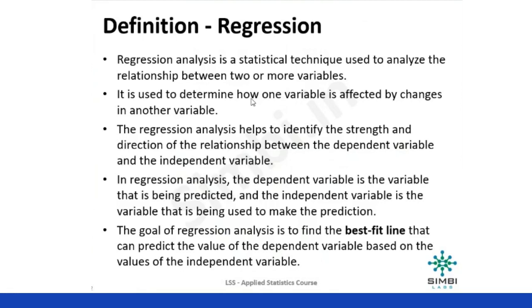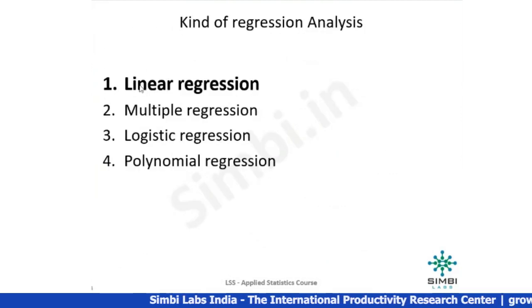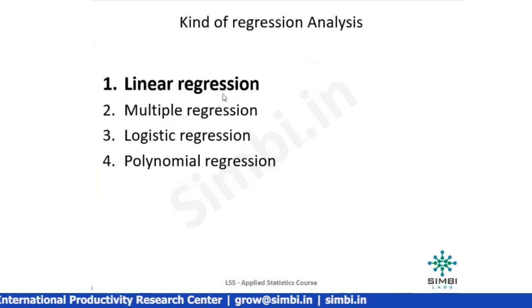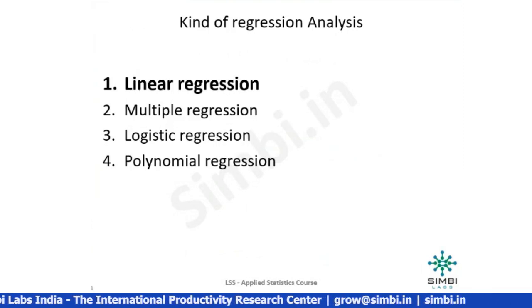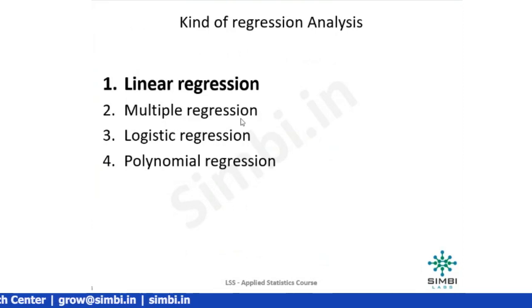Regression is mainly used for the relationship between two or more variables. We had already seen linear regression and multiple regression. Linear regression is used to check the relationship between two variables, one dependent variable and one independent variable. Multiple regression is for one dependent variable and two or more independent variables. That is when we use multiple linear regression.